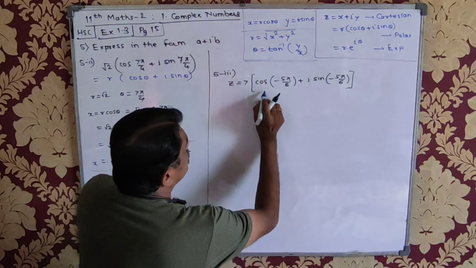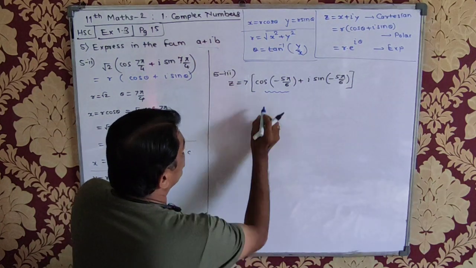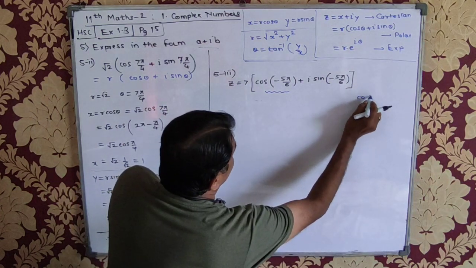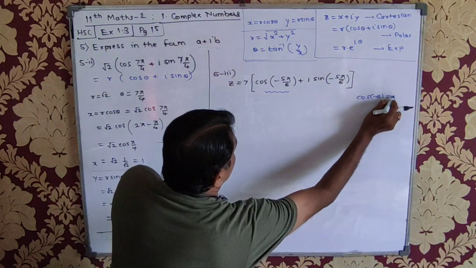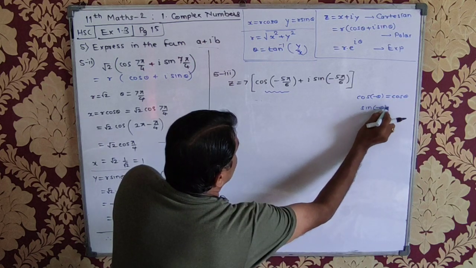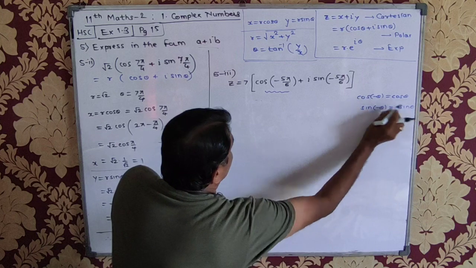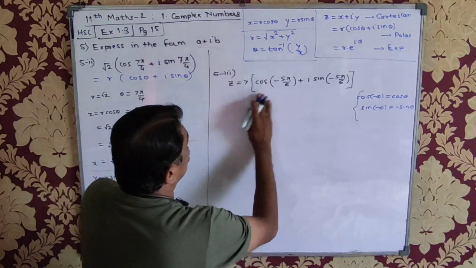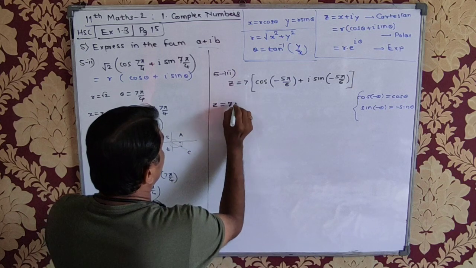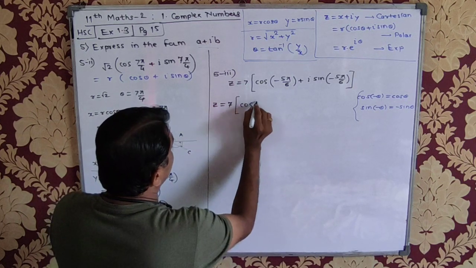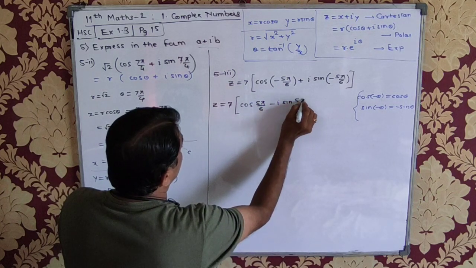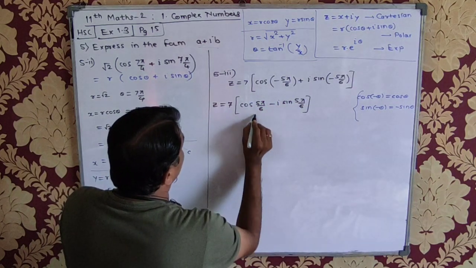Well, how do I find out this cos? Cos of minus theta is cos theta, and sine of minus theta is minus sin theta. Right? So this will become 7 times cos 5 pi by 6 minus i times sine 5 pi by 6. Now how do I find out this?